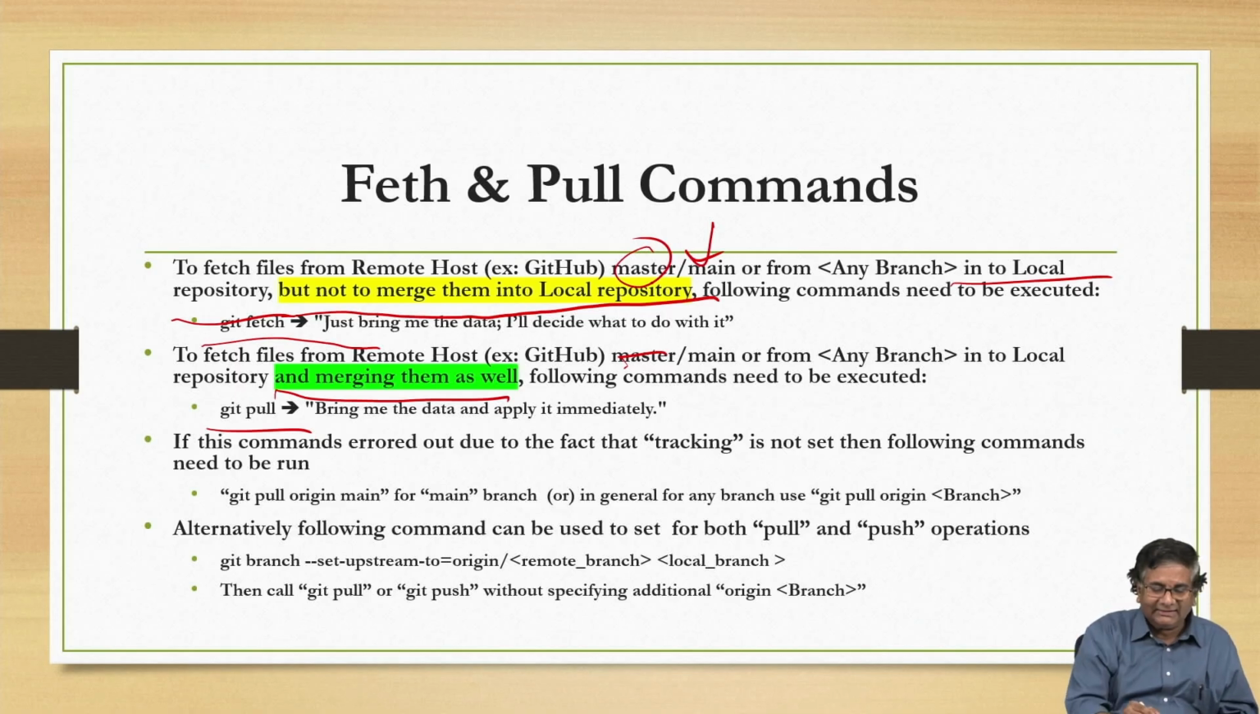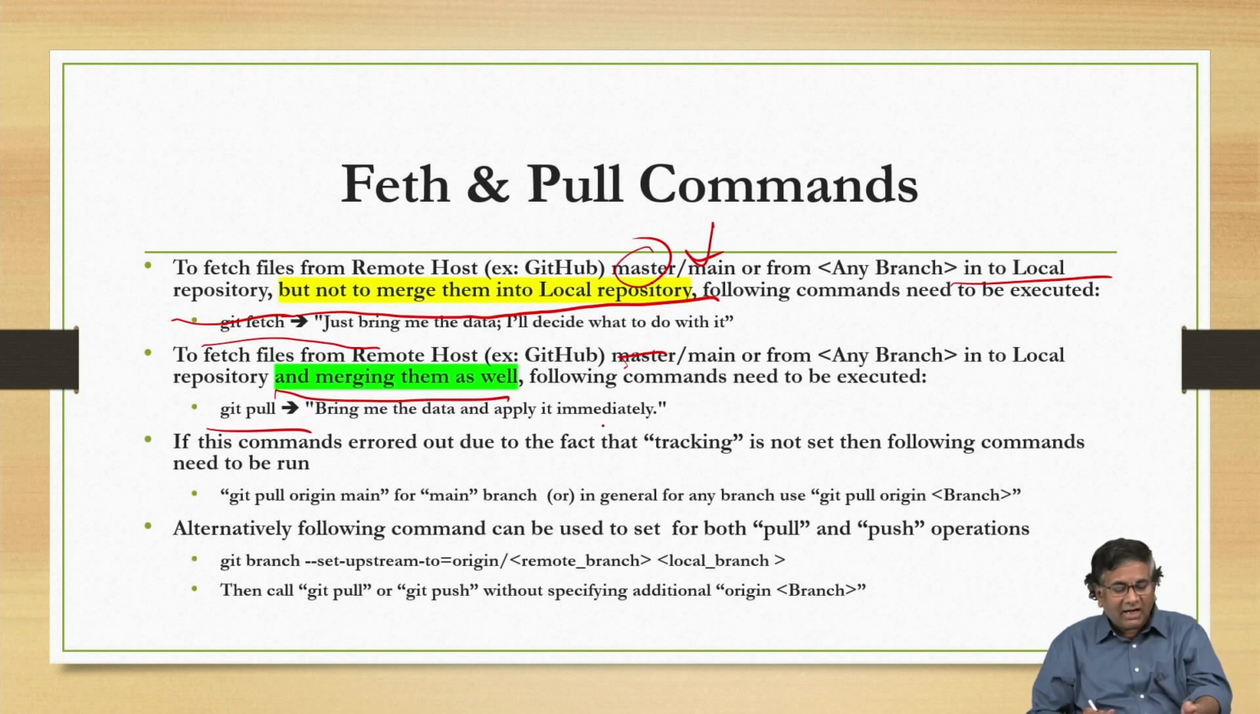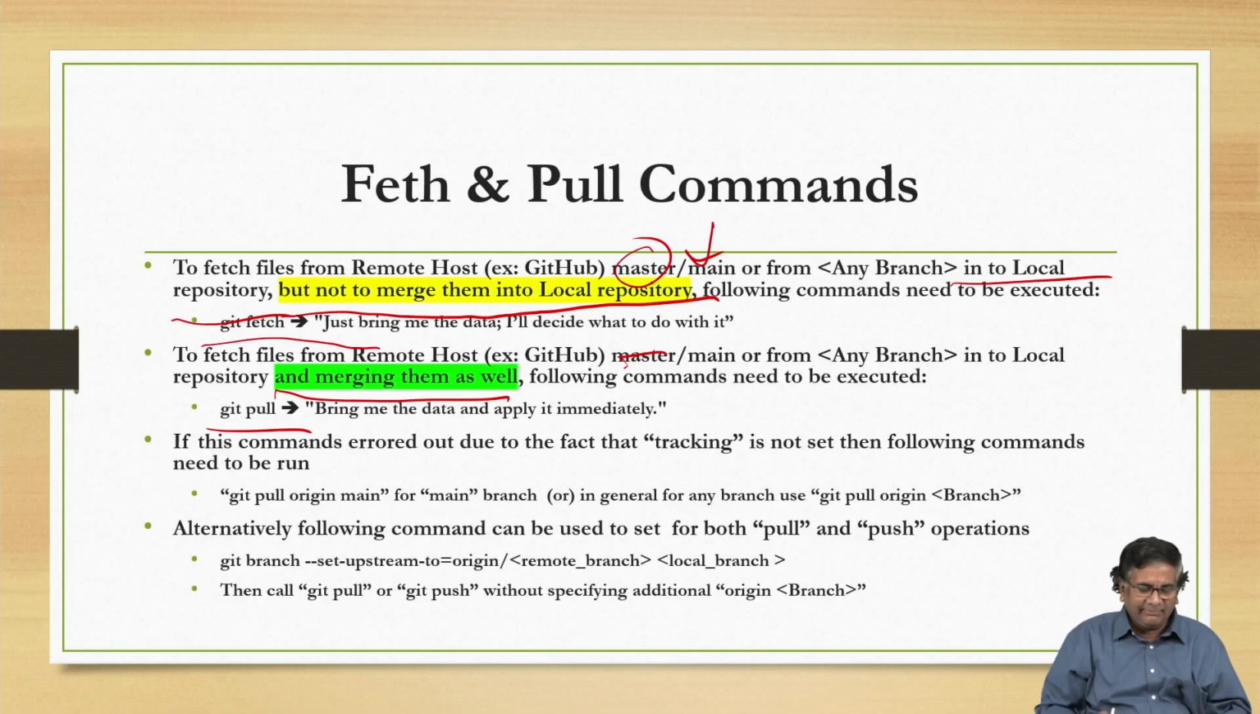So basically git fetch is like, just bring me the data, I will decide what to do with it. Git pull means bring me the data and apply it immediately. When you call git fetch, you have a chance to understand what is changed. You say git diff, which I am going to discuss later. You see what is the difference between local and remote. That way, you decide: this is required, I will pull; this is not required, I will leave it. Maybe it's an older version, and you already made it better, something like that, right? So basically that's the difference between git fetch and git pull.